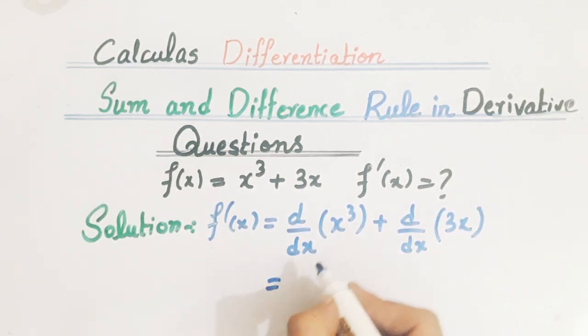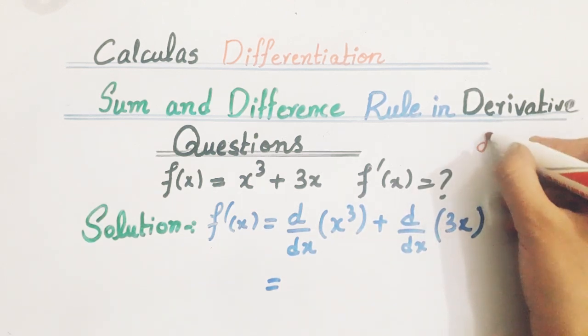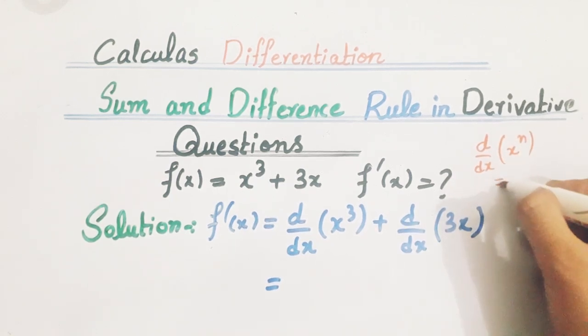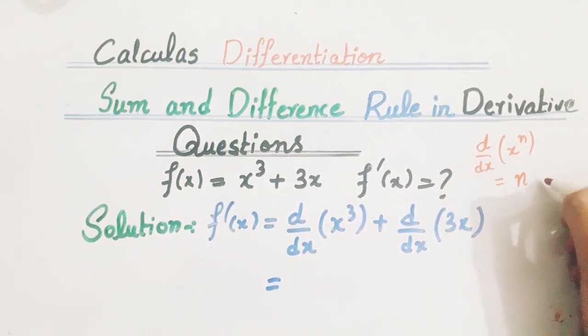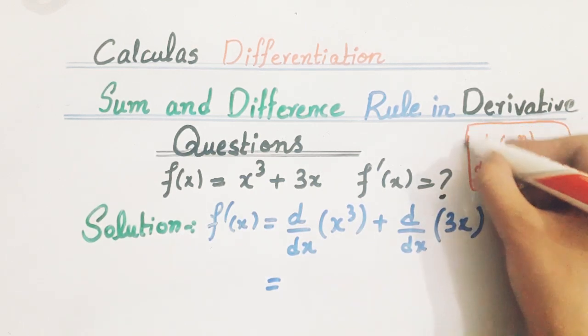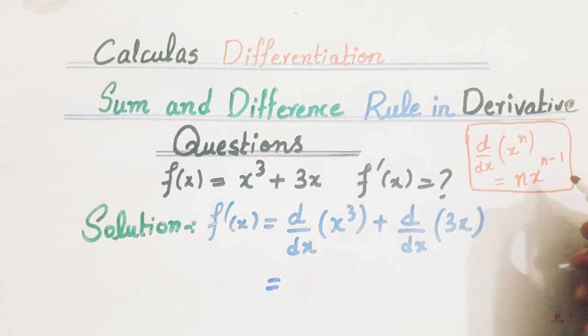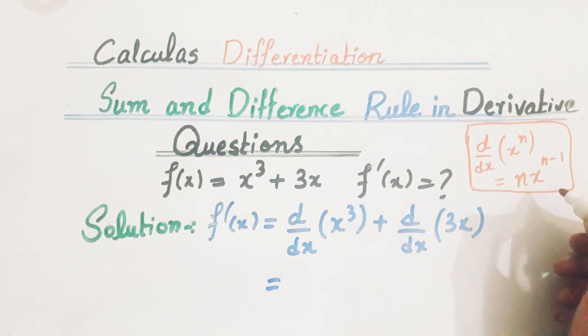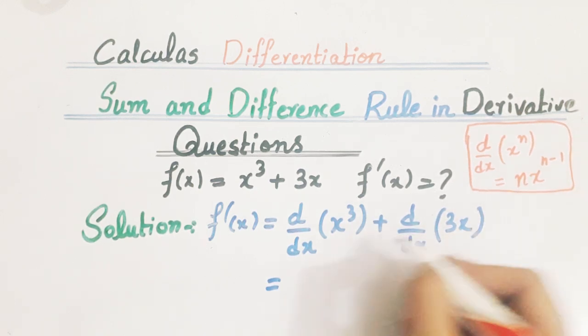Here we will apply the power rule. d by dx of x raised to power n equals n times x raised to power n minus 1. One is subtracted from the exponent. So this is the power rule we will use in this, and the complete explanation of this rule is in the previous video. You can find it in the description. So we will apply this rule.